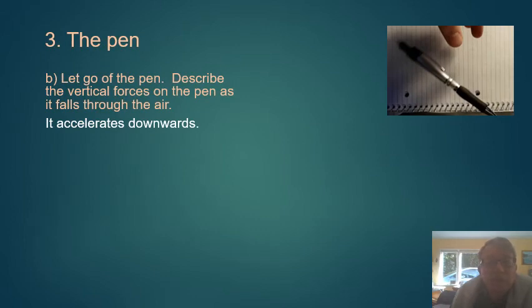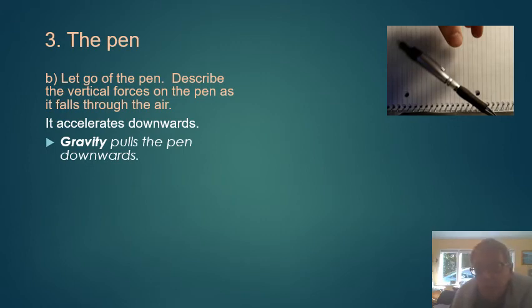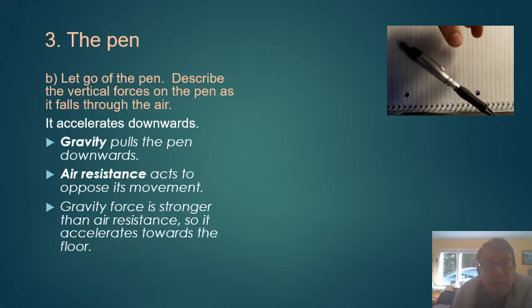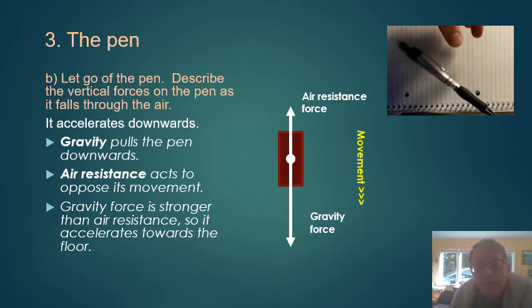What about if you drop the pen? Well, obviously gravity's having a big role to play there. The support force is gone. As it's falling through the air, though, the air will slow it down slightly. That's called air resistance. That will oppose the movement, but gravity will be stronger, so it'll accelerate downwards. So a diagram like this is air resistance versus gravity. Gravity is the bigger one. So the net force is downwards. Okay.